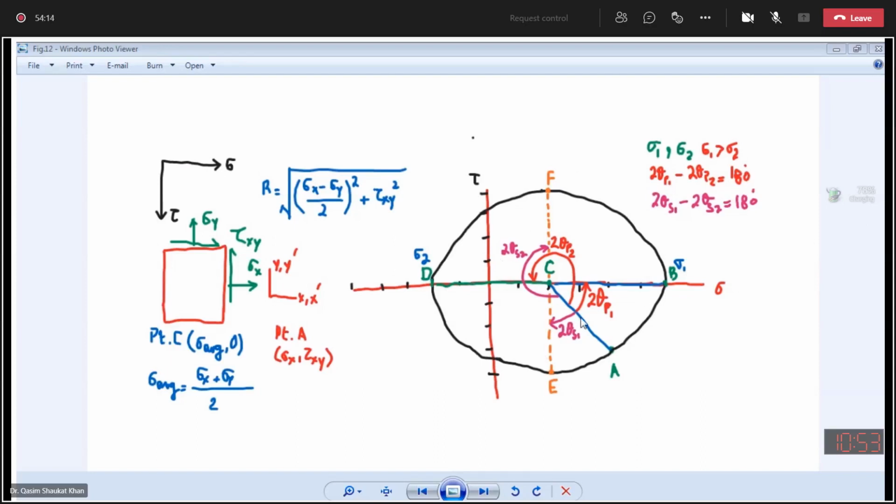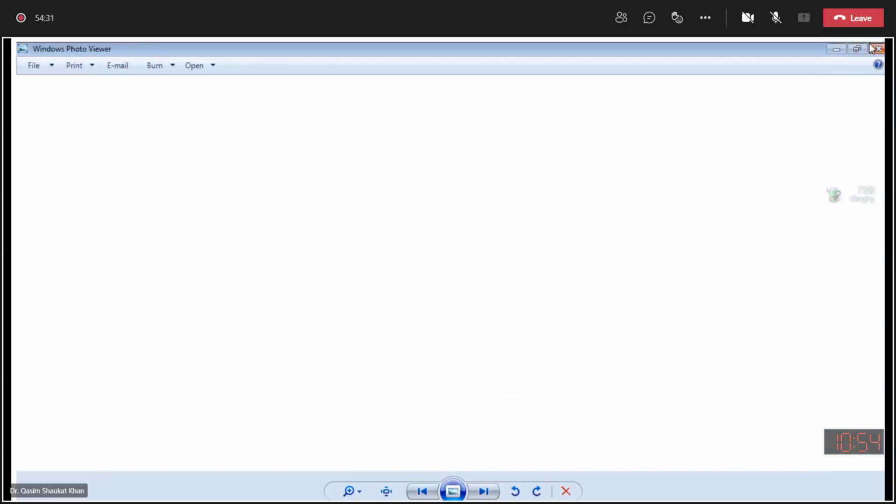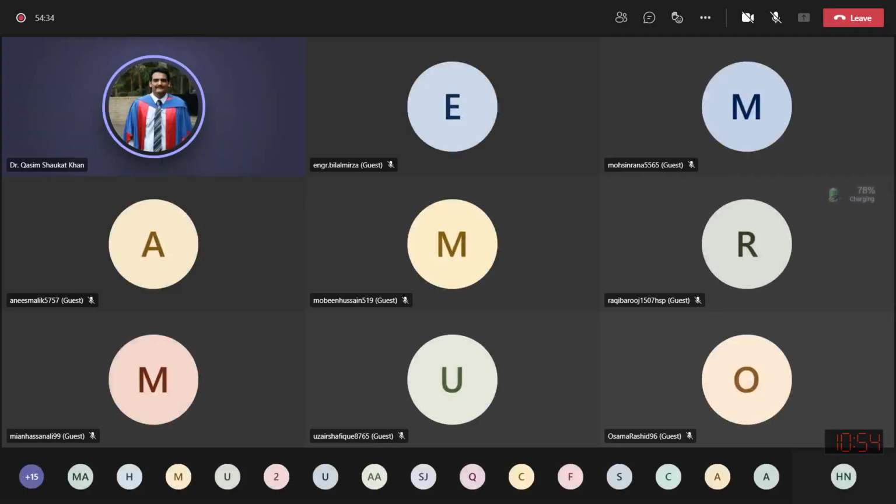This figure very clearly differentiates between all the normal stresses, principal stresses, maximum in-plane shear stresses, orientation of the principal planes, orientation of the shear planes, etc. Any questions? If no questions, then we are coming back.